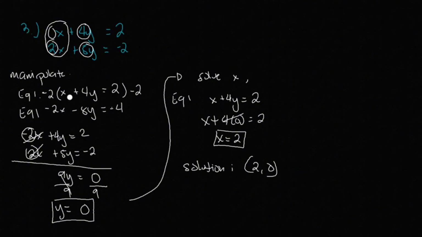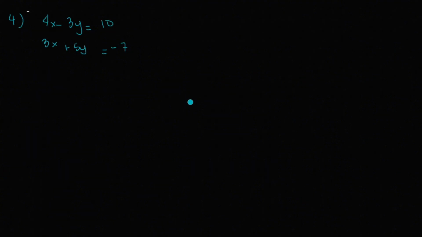Okay, now how about if the numerical coefficients are not divisible by each other? Example number 4. Now, the same process as what we did earlier, we just need to pick any of these equations. As you can observe here, the numerical coefficients of the variables are not divisible by each other. So how do we do that?